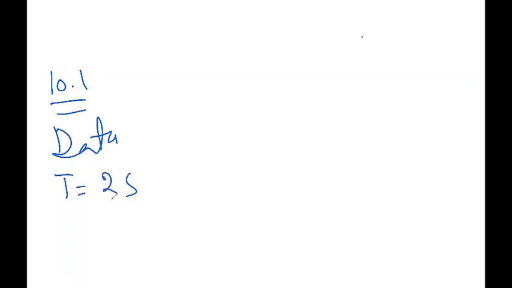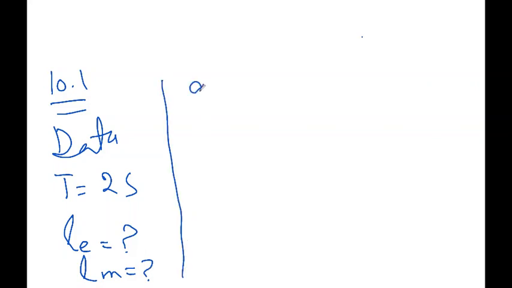The time period of a simple pendulum is 2 seconds. 10.1 data. What will be its length on the Earth's surface, and what will be its length on the Moon? We have to calculate the length on Earth's surface and the length on Moon's surface.